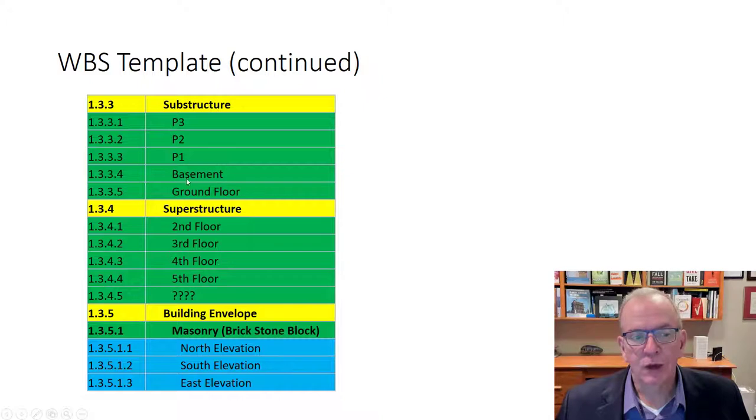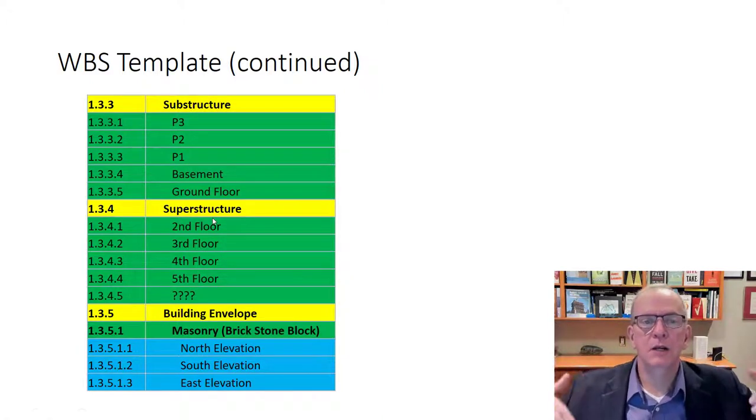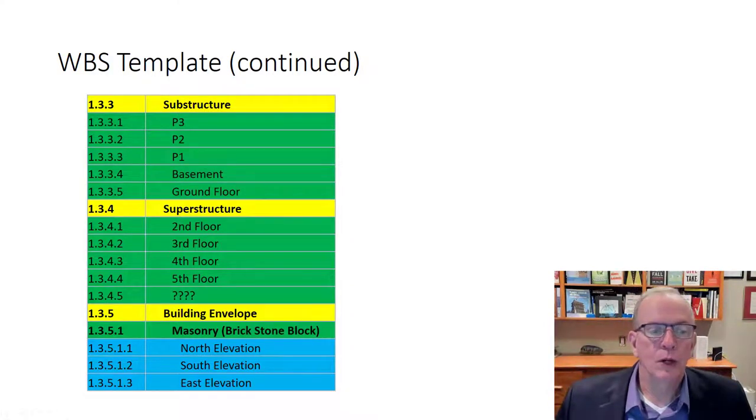And maybe you've left the ground floor under substructure because it's a little bit unusual, so you decided to keep it under that heading. And then superstructure is where you get a lot of repetitions. Condominium building, maybe you've got 30 floors. So there's a lot of repetition that would be going into it. So you break that into headings.